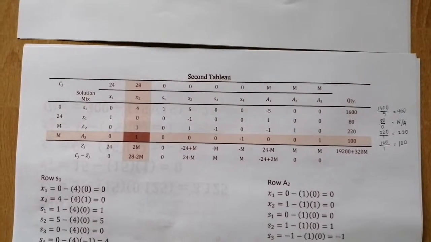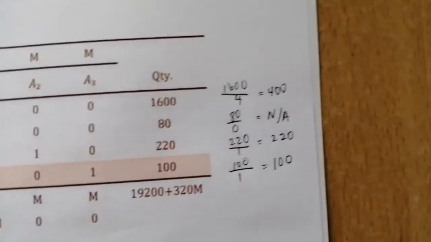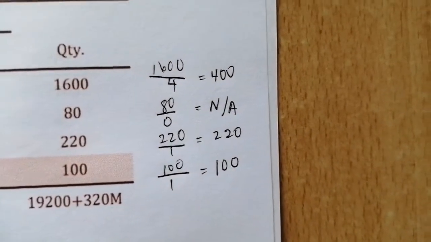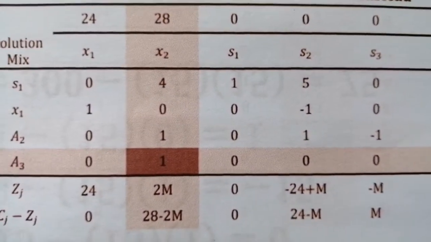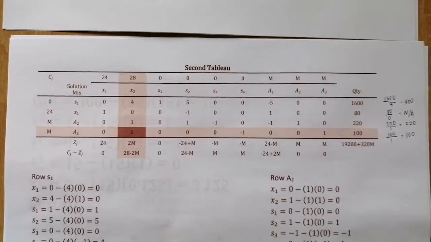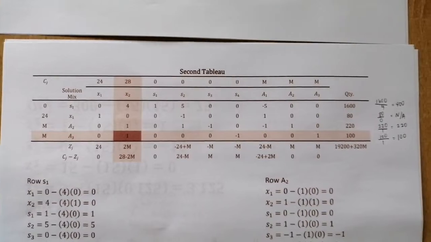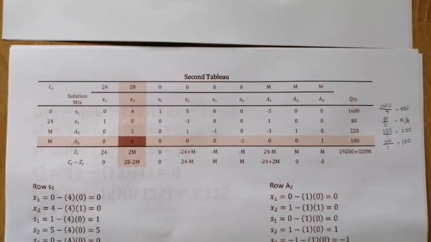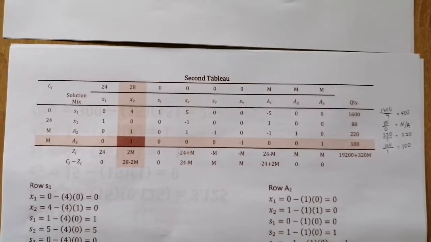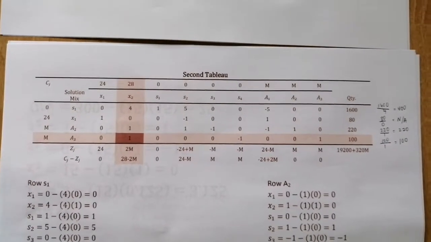So now since we already have the pivot column, it's time to find the pivot row, which is determined by doing the ratio test. In the ratio test, we just divide the quantity values by the values in the pivot column. So 1/6 divided by 4 is equal to 400. 80 over 0 is equal to undefined, so we just write NA. 220 over 1 equals 220, and 100 over 1 is equal to 100.